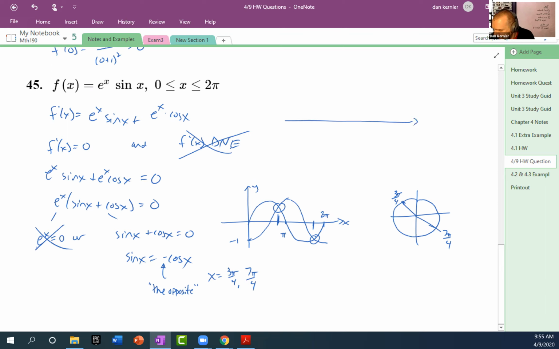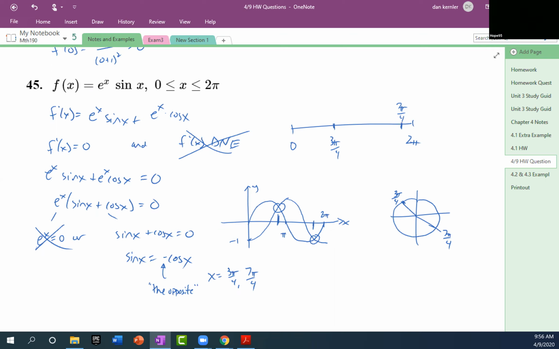So we're going to do a number line like we did for Chantel's, except I'm not going to put arrows at the end because we're only looking at it from 0 to 2 pi. And so I'm going to mark 3 pi over 4 and 7 pi over 4. And we just need some test numbers in there. We need 3 test numbers. 1 left of 3 pi over 4, 1 between them, and then 1 to the right of that. So what are some good test numbers? Anyone have any ideas? Pi over 2.